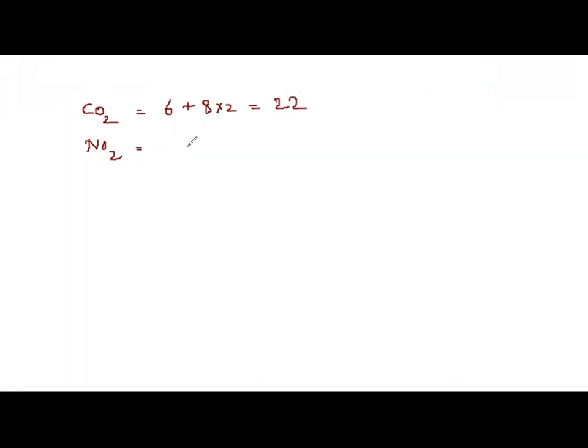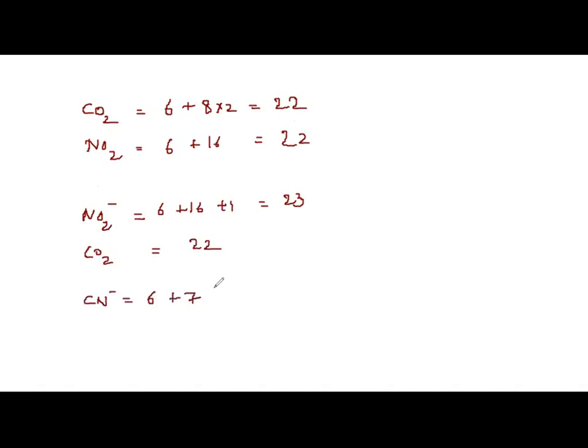Then NO2: 7 electrons for nitrogen, oxygen is having 8 into 2, 16. Again, it is having 22 electrons. Next option, NO2 minus: 7 plus 16 plus 1, 24 electrons. And CO2 is 22. Third option, CN minus: carbon is 6, nitrogen is 7, plus 1, 14 electrons, correct? And then option CO: carbon is 6, oxygen is 8. It is also 14.